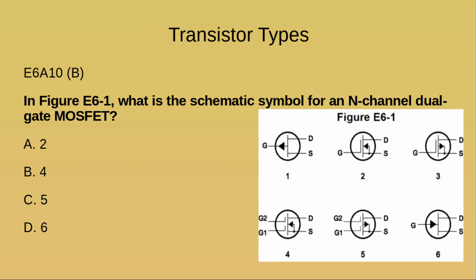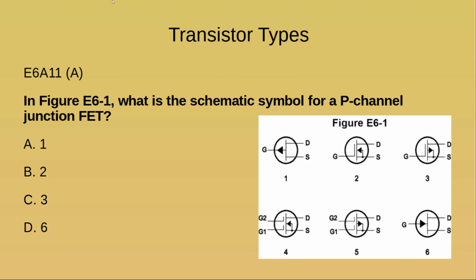So in figure 6.1, what is the symbol for an N-channel dual gate MOSFET? For the N channel, I try to remember the arrow gets pulled by the gate. What's the schematic for a P-channel junction FET?